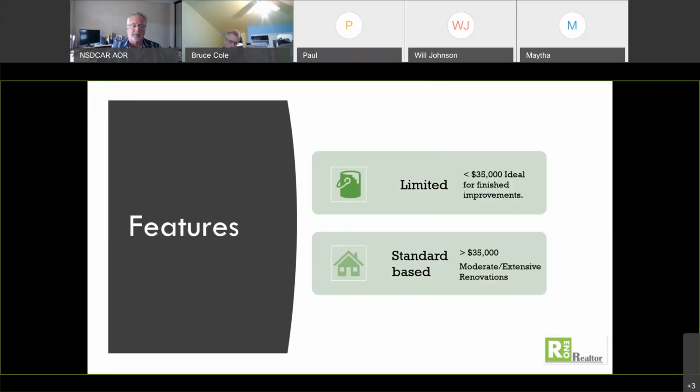So there's two flavors of these renovation loans. There's the limited. Again, this is really designed for finished improvements. That's why we talked about that in the makeover webinar series on Monday. It has a budget of $35,000. The process is a lot more streamlined. That's actually what it used to be called: the streamlined loan. And then there's the standard. Standard is usually based off of funds over $35,000 that usually have some kinds of moderate or extensive renovations that are planned or considered.